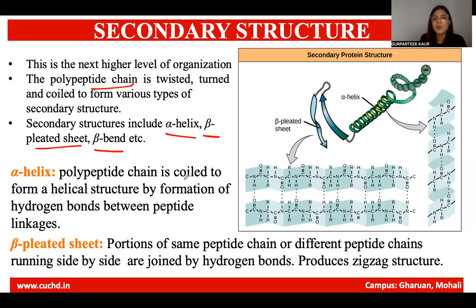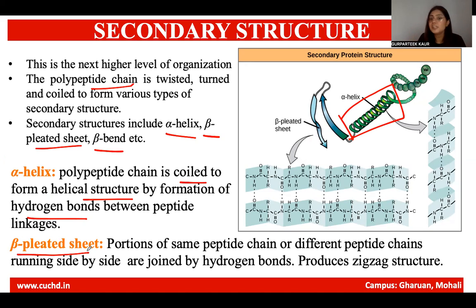Alpha helix is when the polypeptide chain coils up to form a helical structure by the formation of hydrogen bonds between the peptide linkages. For example, this area. So it will start to coil up. So this kind of structure is known as the secondary structure.